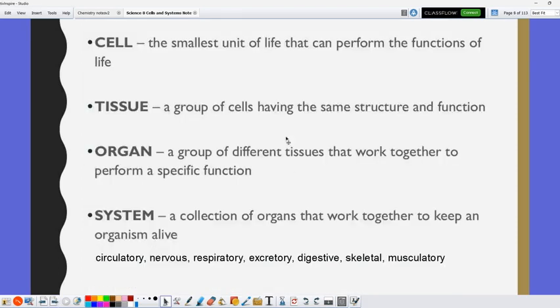And a cell is the smallest unit of life that can perform the functions of life. The tissue is a group of cells having the same structure and function. An organ is a group of different tissues that work together to perform a specific function. And then a system is a collection of organs that work together to keep an organism alive. And I just listed a whole bunch of different systems like circulatory, nervous, respiratory, excretory, digestive, skeletal, and muscular systems.